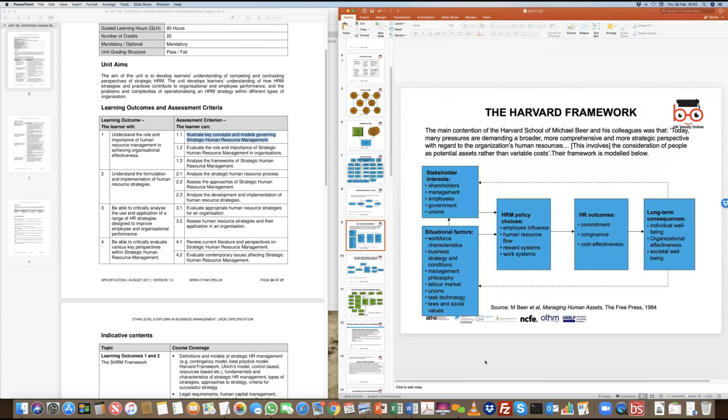The second model, which is a more comprehensive model, was proposed by Michael Beer, and because it was developed at Harvard, it is called the Harvard Framework. This model looks at a lot of other factors when it looks at human resources management within the organization. It is a comprehensive model. They look at stakeholder interests. So when you look at hiring a CEO, there is input from the stakeholders, that means shareholders, suppliers.